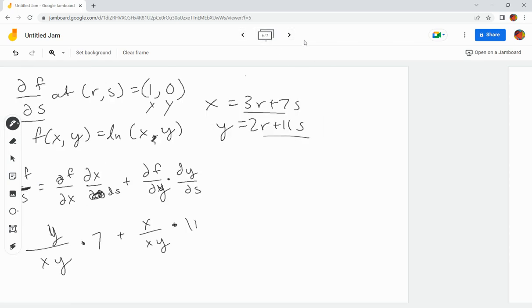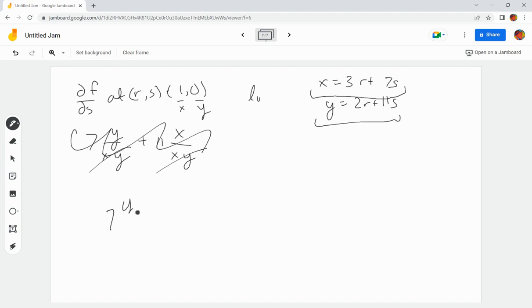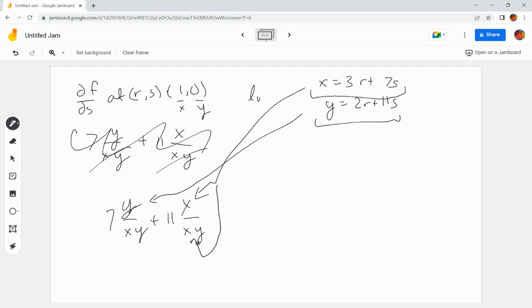This is gonna be a painful question if you do it one way, and an easy question if you do it the right way. R plus 11s. I'm sorry, I made a mistake here. So this is right, this is wrong. So 7y, xy plus 11x. So xy is correct, but I need to plug in these values over here, and over here. But plugging it in means you have to do a whole bunch of work.